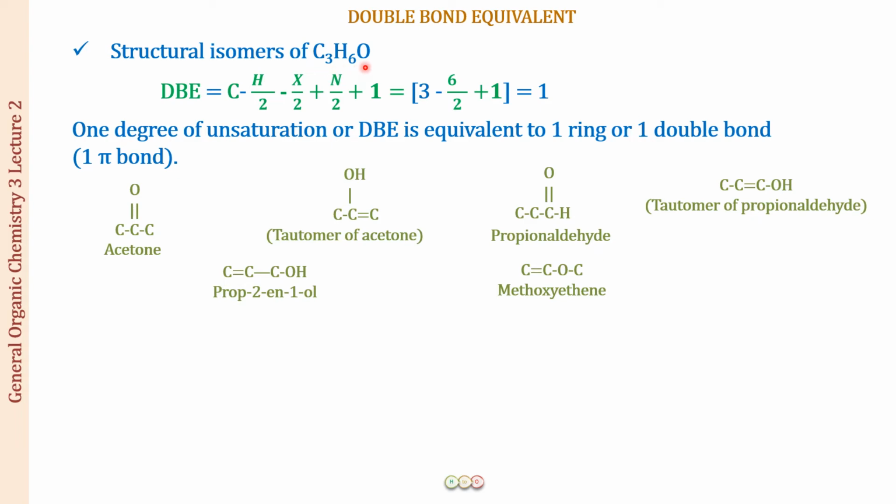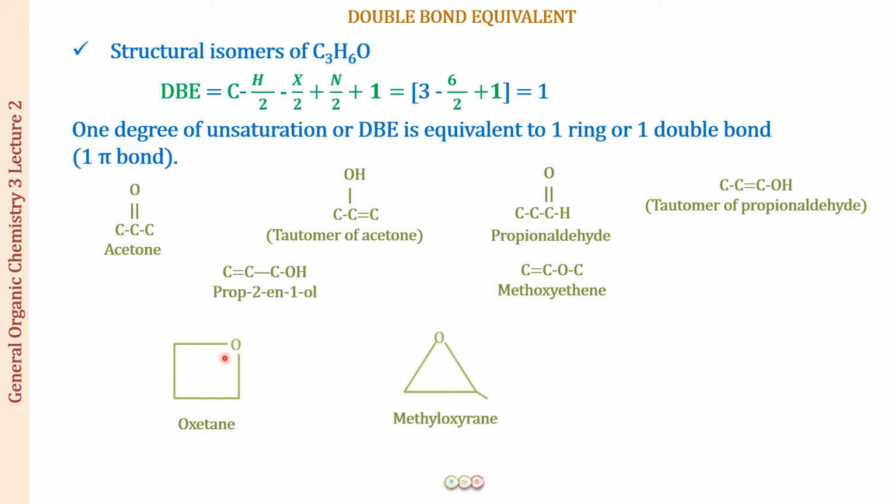Now can we draw some more structures? Well, I am seeing that in my DBE I can also draw one ring. If I can't draw a double bond, well, why not think about a ring as well? So let us draw one ring structure. In this ring structure, with the three carbons, I have put the oxygen as a part of the ring. So this is a cyclic ether now. This is called oxetane.